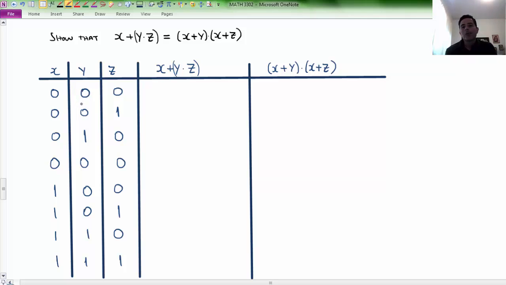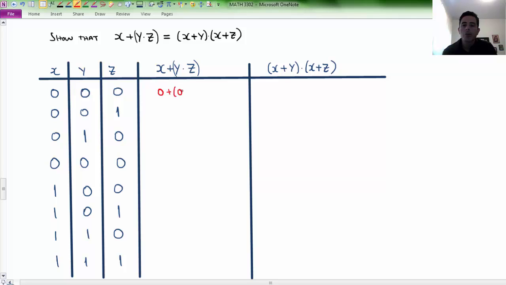And each variable can be 0 or 1, so we have a total of 8 possibilities. So we're listing all the possibilities here. We can test each input, each case, and see what the output is here, and what the output is here, and then see if they are the same. So I'll just do a few of them so you can see.